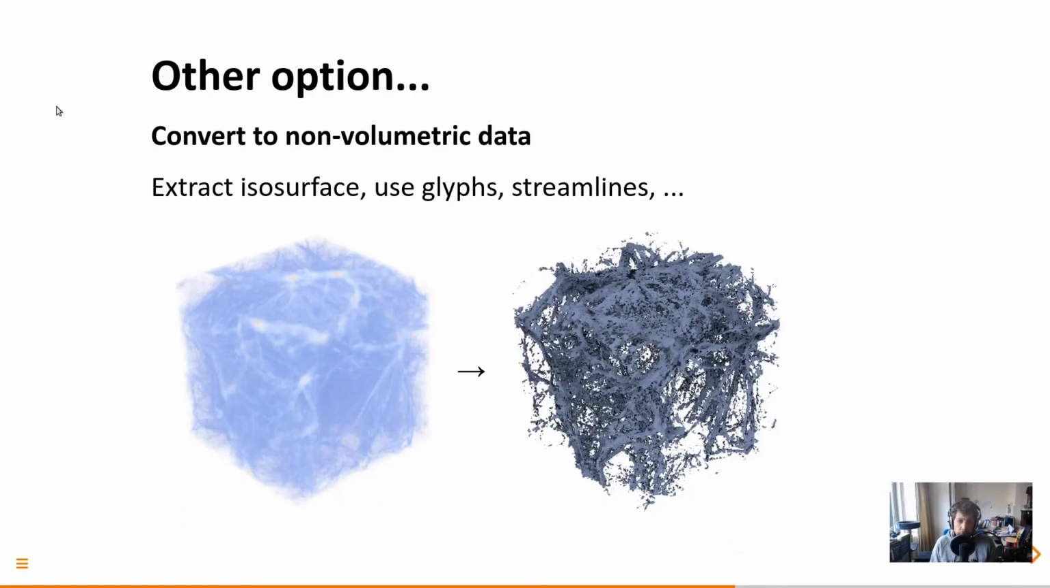Now one option, if you want to avoid all of these issues, is to take your volumetric data and then extract non-volumetric data, for example an iso surface like this, and then import it as a regular polygonal mesh and go from there. Of course, that might not be something that you want to do, but it's always an option.